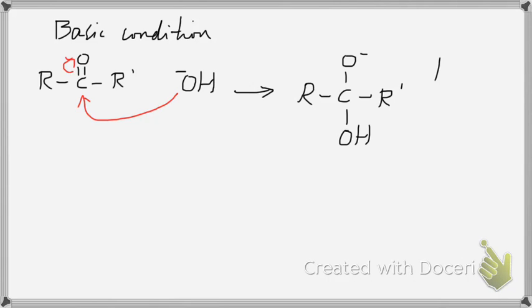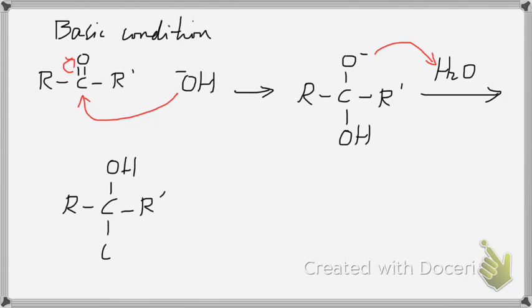Okay, so next step, the O minus will pick up a proton from the solution, from water, to become the hydrate. Two OH groups attached to the same carbon. You need to make a note here that when we have two OH groups attached to the same carbon, these are not alcohols. They have completely different properties compared to alcohols. They are the hydrates of ketones or the aldehydes.